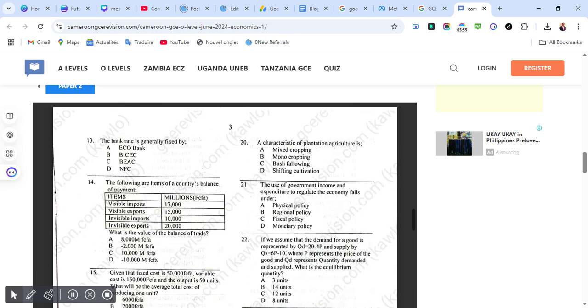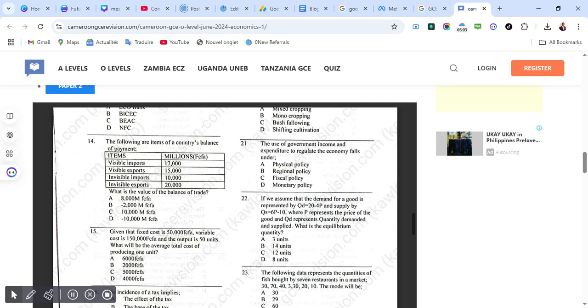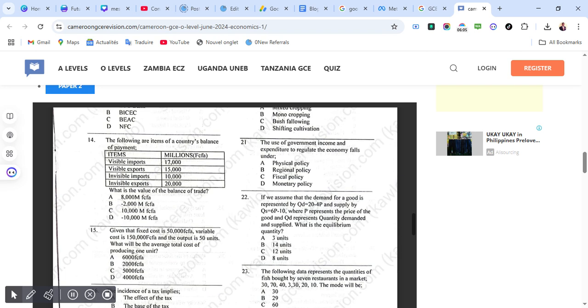The bank rate is generally fixed by, the correct answer for 13 is C, the central bank. So the bank rate is generally fixed by the central bank. The following are items of a country's balance of payment. What is the value of the balance of trade? The correct answer for 14 is B, which is minus 2,000 million francs.